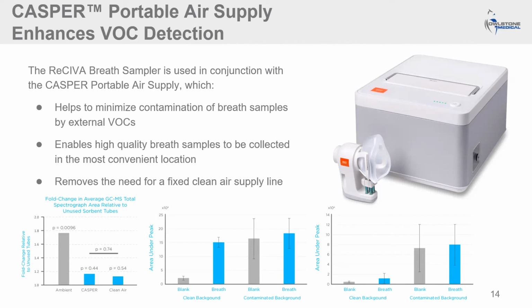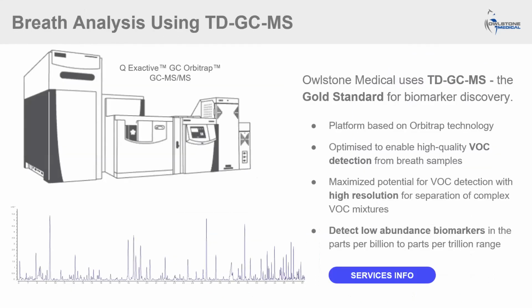In the middle graph, you can see that with a clean background from Casper, the sensitivity is much higher than with a contaminated background, where there is little difference between the VOC level between what is on breath or from the environment. On the right, you can see how Casper reduces false discovery, as this VOC is clearly not on breath. It is coming from the environment. So the combination of Receiva breath sampler and Casper portable air supply allows for the reproducible and reliable collection of breath samples.